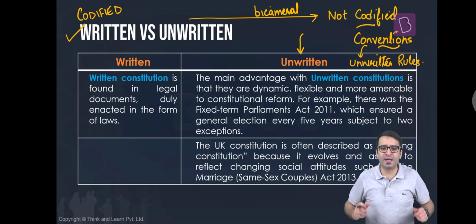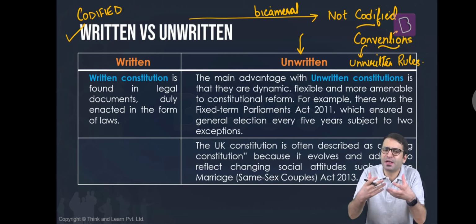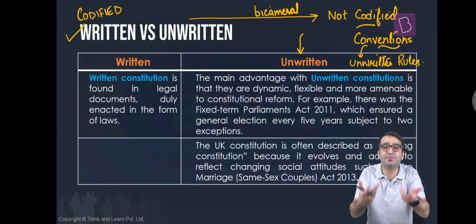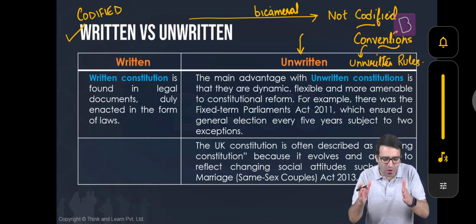The convention also is that the Prime Minister of UK should be from the House of Commons. It's not mentioned anywhere in the Constitution, but it's a convention. That means a constitution can be either written or unwritten.